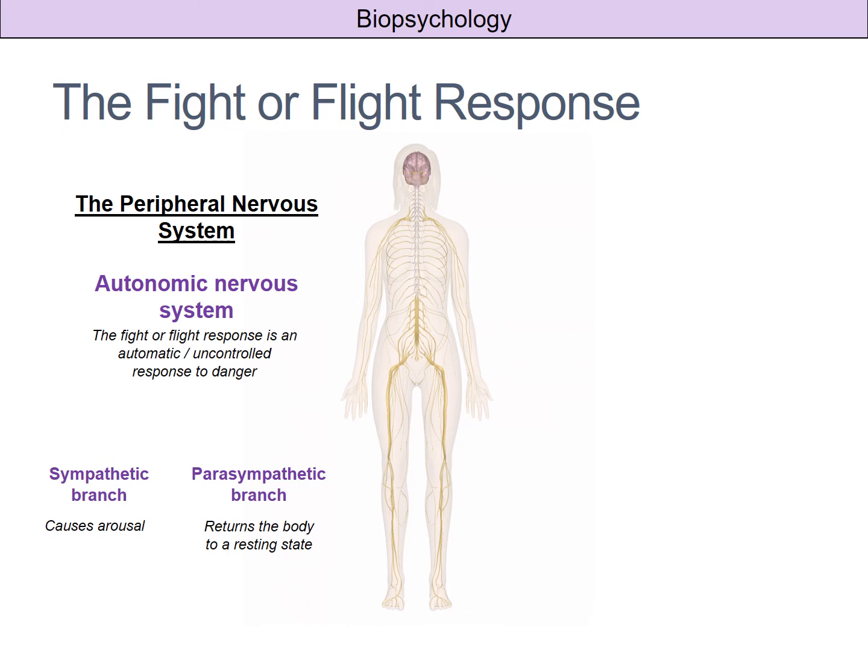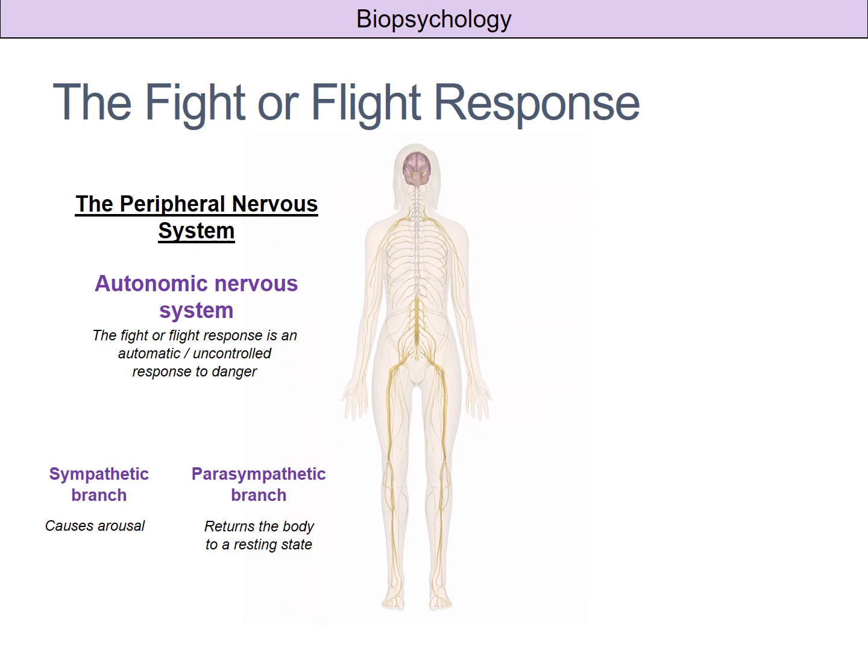Now, when we are faced with danger, which is what the fight or flight response is a response to, this is something which our body needs to respond to immediately without us having to think through what our action might be, which is why it's controlled by the autonomic nervous system and not the somatic nervous system.